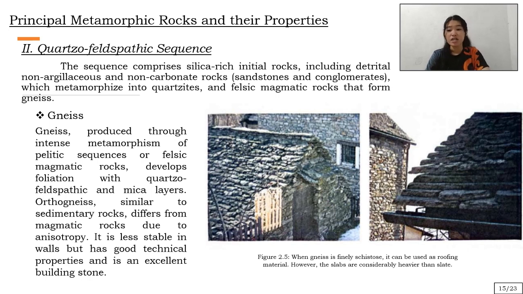It is less stable in walls but has good technical properties and is an excellent building stone. An example of this is what you can see in figure 2.5. When it is finely schistose, it can be used as roofing material. However, the slabs are considerably heavier than slate.